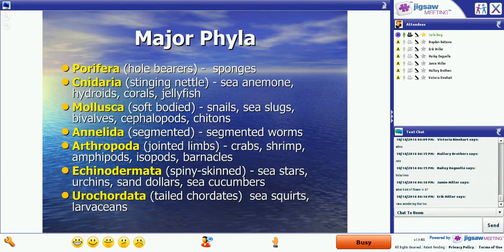There are Arthropoda, which means jointed limbs, like the crab we saw in the beginning, or shrimp, or urchins, or sand dollars. Oops, I'm sorry. Crabs, shrimp, amphipods, isopods, or barnacles. That didn't seem right as I was talking there. We have Echinodermata, which means spiny-skinned, like sea stars, sea urchins, sand dollars, or sea cucumbers. And we have Urochordata, which means tailed chordates, like sea squirts and larvae.